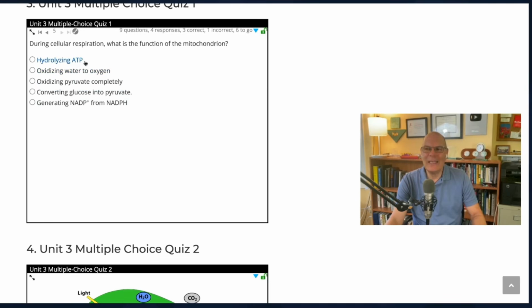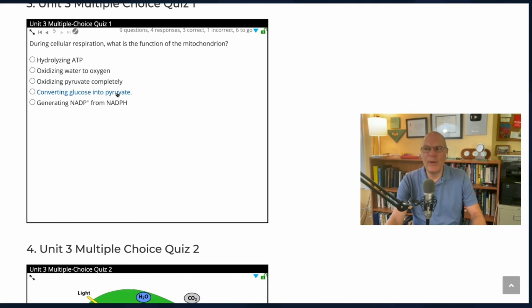Hydrolyzing ATP. No, that's what cells do when they do work. That's not what's happening in the mitochondria. Oxidizing water to oxygen. That happens in photosynthesis, which we'll talk about next week. Oxidizing pyruvate completely. Not how we usually think of cellular respiration, but that's an interesting choice. Let's look at the other two.